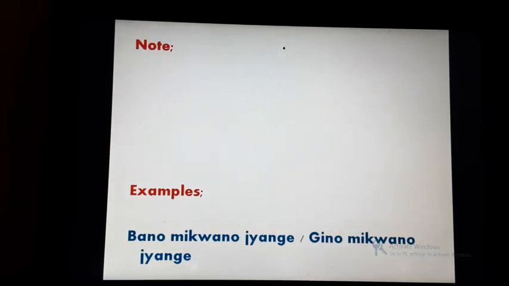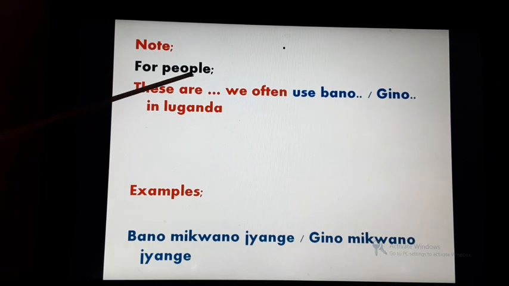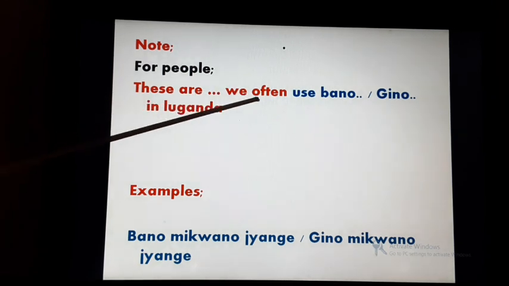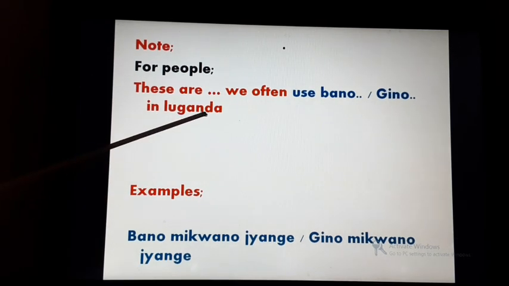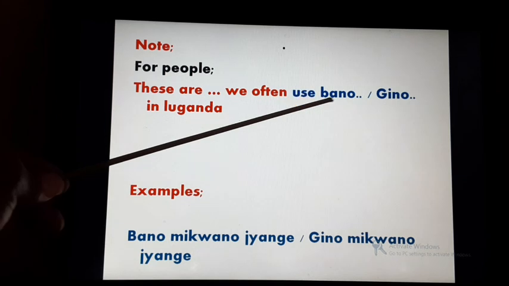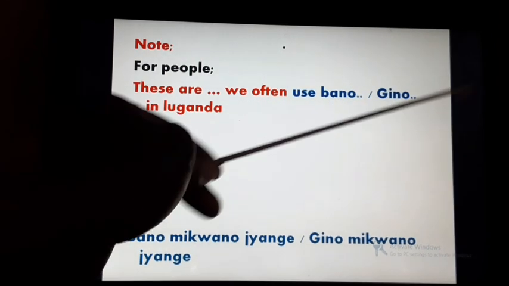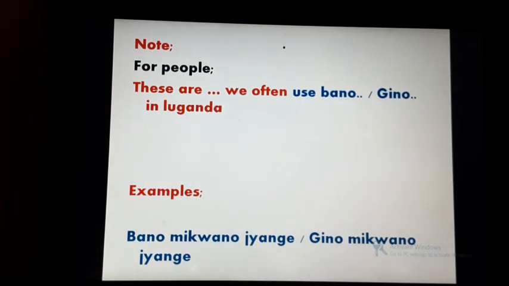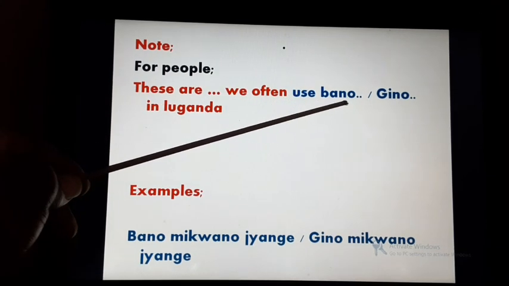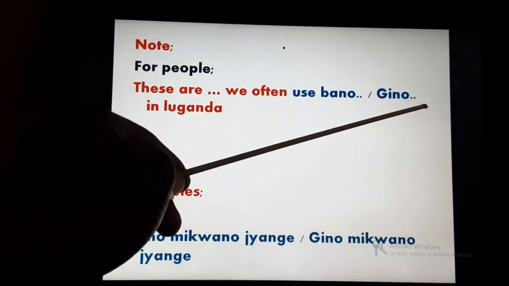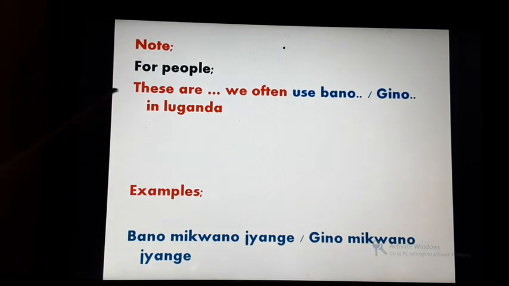Okay, let's proceed. Please note, for people, when you're referring to people, these are, we often use bano oba gino in Luganda, as we're going to see in examples.